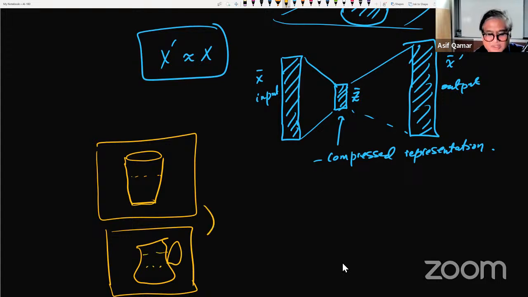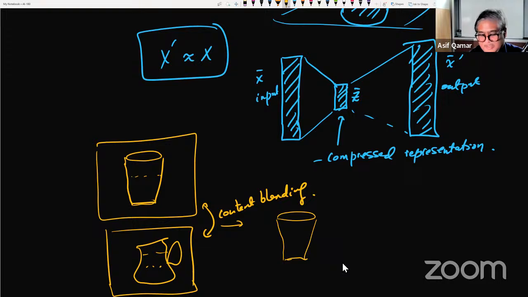I could do something called content blending. In Photoshop and other tools, you can do something like that. You could ask, what would be an in-between situation like this? Maybe it would look a little bit like a pinched glass, but it would still have a handle in it. You see that? You can talk about in-between stages to go from one input, like XA, to XB.